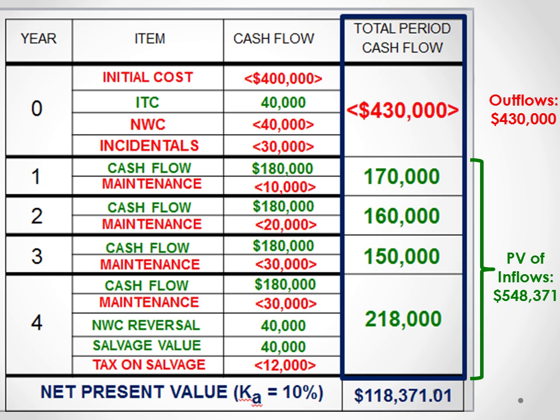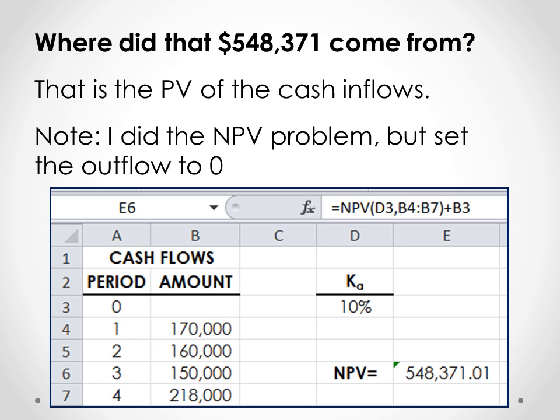So let's go to the next slide. What I did to find the present value of the inflows was I used the same net present value Excel workbook that we used before, but I just took out the negative cash outflow in time period 0. And with a cost of capital of 10%, our net present value is $548,371.01. I just took out that negative cash outflow from time period 0.